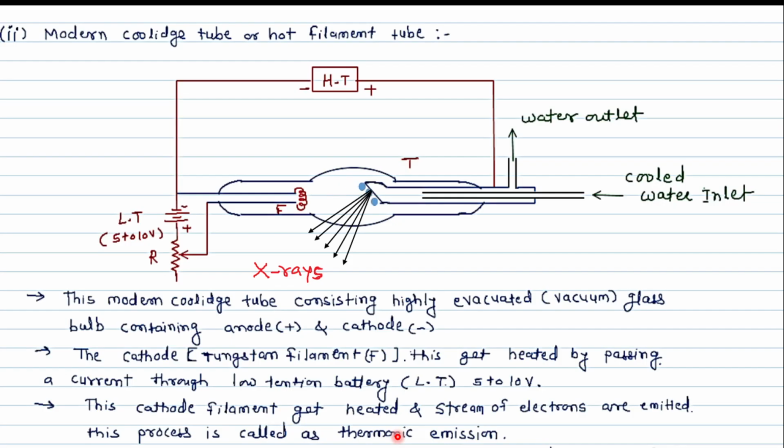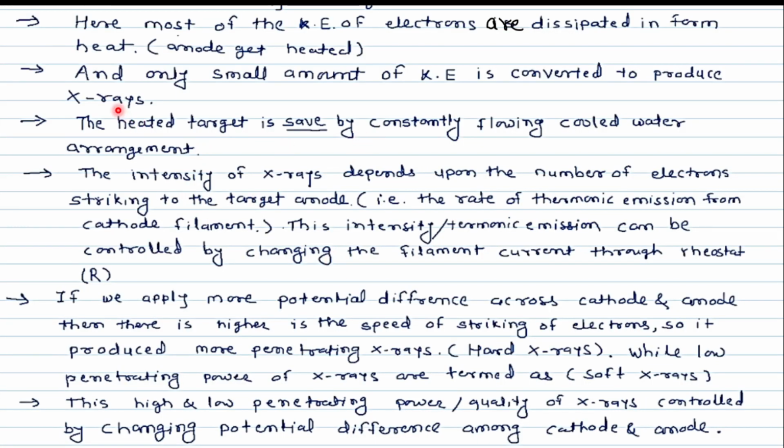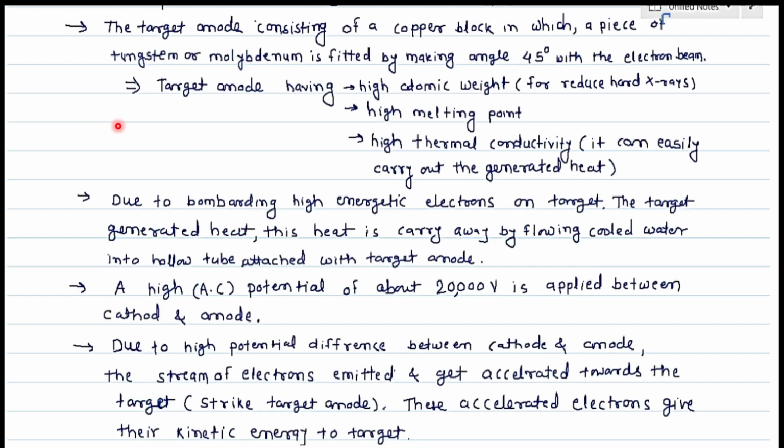The accelerated electrons give kinetic energy to the anode, and most of the kinetic energy is converted into heat. This anode is cooled by circulating cold water, and only a small amount of kinetic energy is used to generate the X-rays. Most of the kinetic energy of the electrons is dissipated as heat in the anode, and only a small amount is converted to X-rays.